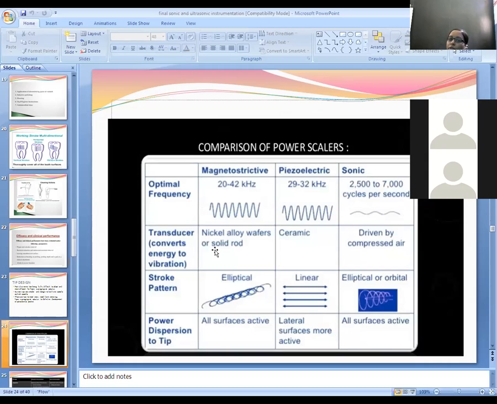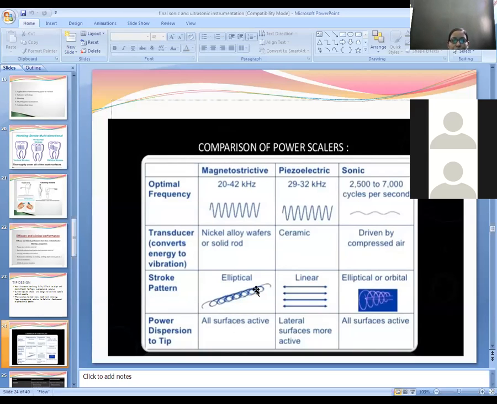We can compare the different types. That is, first, the magnetostrictive, the piezoelectric and the sonic. The optimal frequency for the magnetostrictive is 20 to 42 kilohertz. For piezoelectric, it's 29 to 30 kilohertz. For the sonic, it is just 2500 to 7000 cycles per second. The transducer used in that particular machine is made up of nickel alloy wafers for the solid rod. It is made up of a cylinder and it is driven by compressed air.